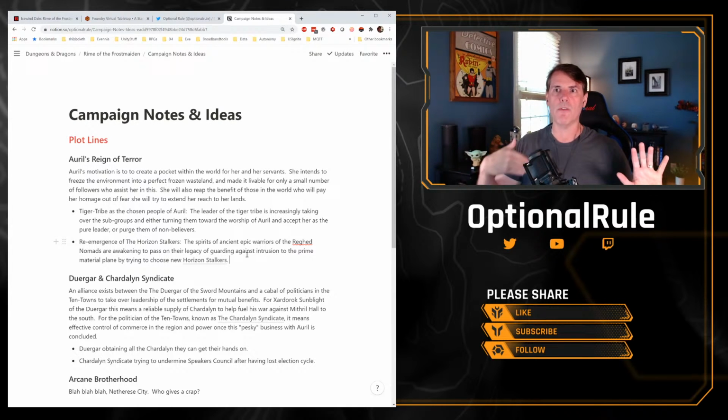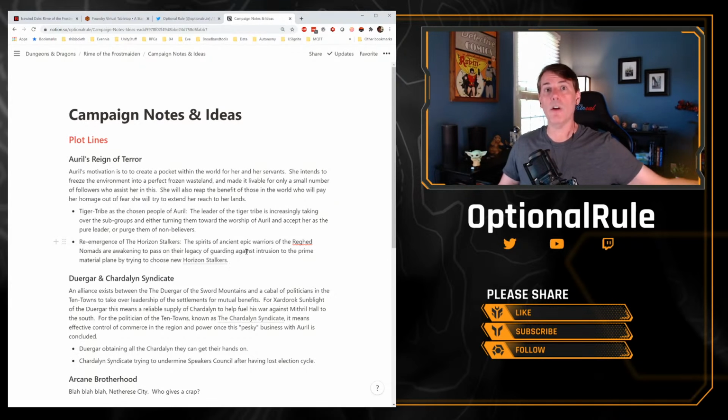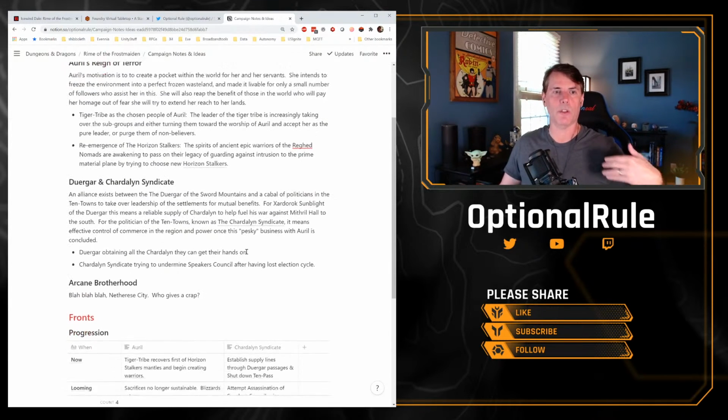So anything crossing over to the prime material plane, they would hunt down and kill. They were eventually the basis for the Horizon Walker Ranger subclass, which basically extended out of that, and there's a whole plot line around that. So they're the spirits of these epic warriors trying to reestablish, focusing on the players, obviously, their Horizon Stalkers to bring balance back to the world.